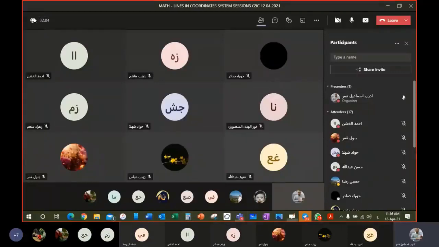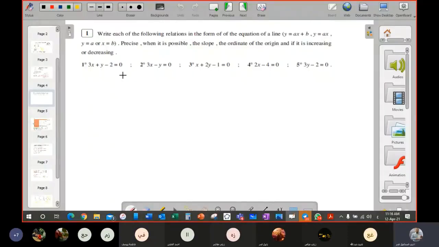In this period, we are going to continue explanations and applications about lines in the coordinate system. Here we have this exercise where we should find the slope and the ordinate of the origin and precise if the line is increasing or decreasing. Write these notes in front of you on your copybooks.